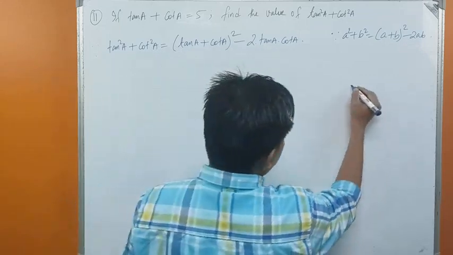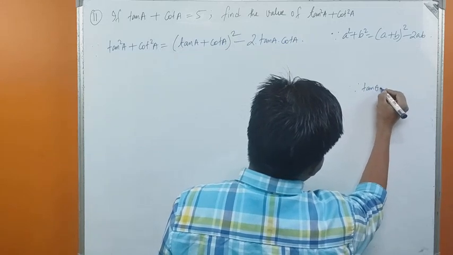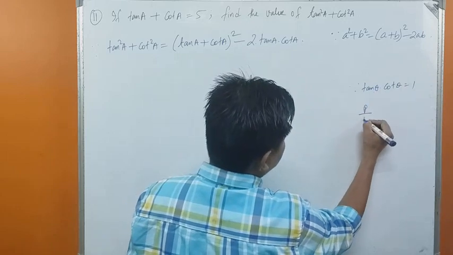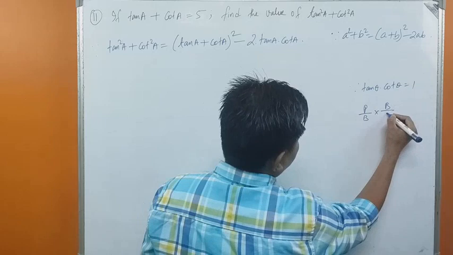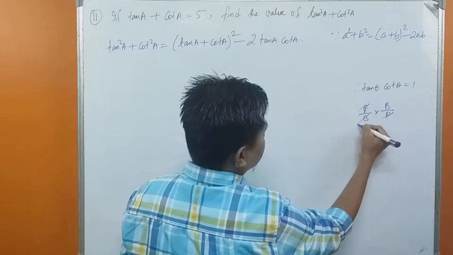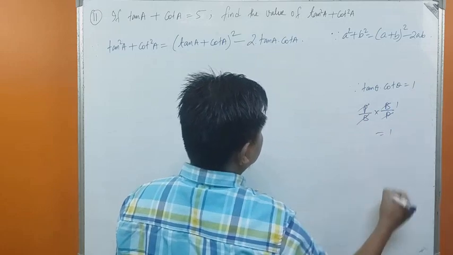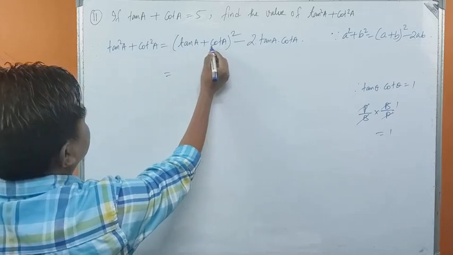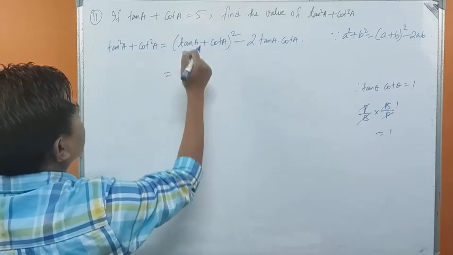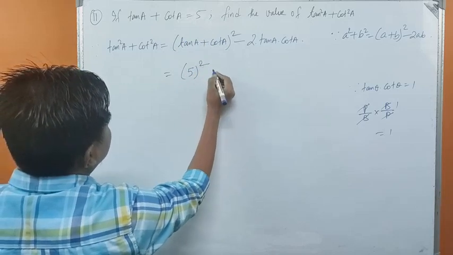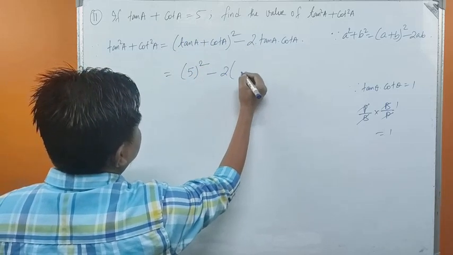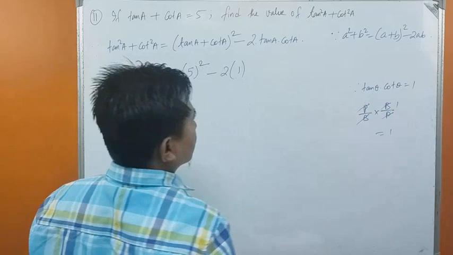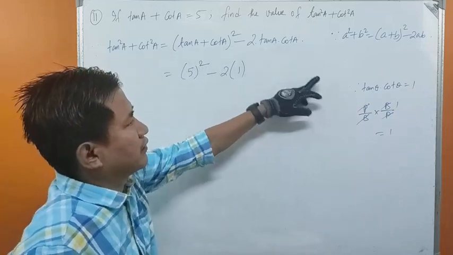Since we know that tan theta into cot theta equals 1, isn't it, because tan theta is perpendicular upon base and cot theta is base upon perpendicular. So we cancel this P and P, and B and B, and we get 1. 1 upon 1 means 1. Now the value of tan A plus cot A is 5, given to us. 5 square minus 2 into tan A times cot A, which is 1. Tan theta into cot theta is 1. Angle must be same, A and A, here theta and theta.